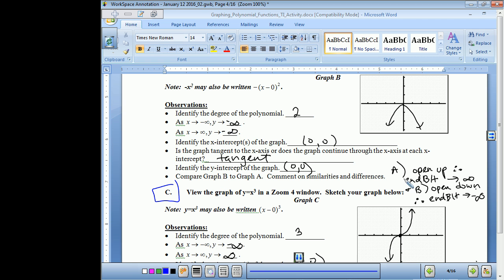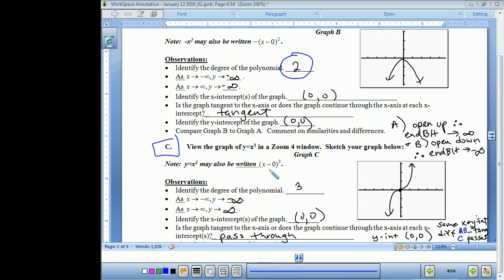So A opened up and the end behavior was approaching positive infinity. But B opens down, so the end behavior is approaching negative infinity. So that's what we should notice. Both of these are even functions, the same degree. The positive one approaches positive infinity, the negative one approaches negative infinity. The end behavior was the same on either side, but the difference between A and B was that one opened up, one opened down. Any questions?